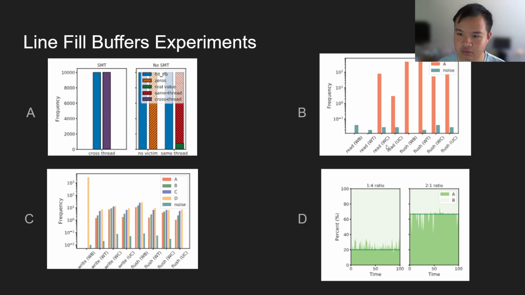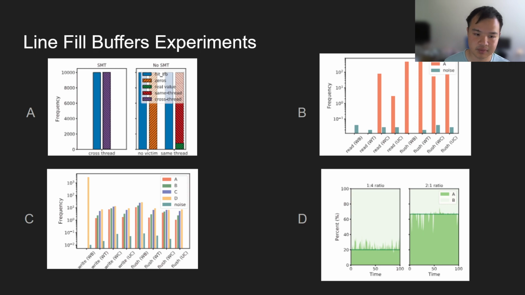In experiment B, we see the frequency at which a secret A can be leaked, even through write-through, write-combine, and flushing operations, in write back and write through. We hit more of the secrets in A than we get noise. The conclusion from both experiments is that RIDL can leak from line fill buffers.